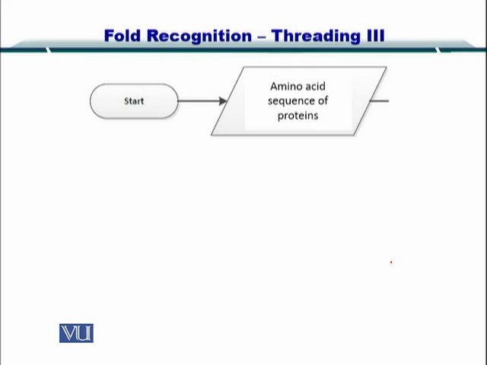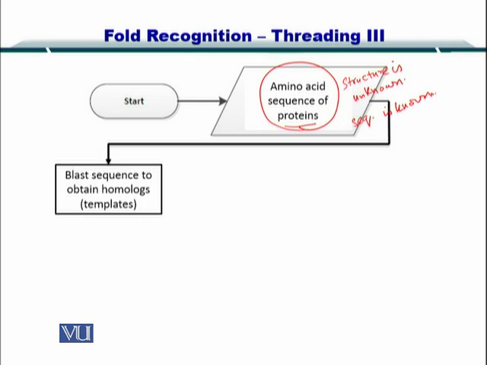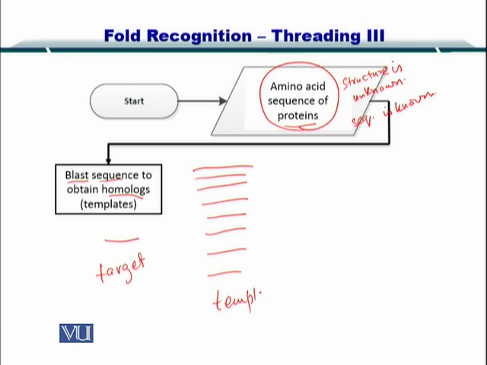Okay, now let's start. So you have your amino acid sequence of proteins, of course. This is the protein whose structure is unknown, sequence is known. Next, you BLAST this sequence to obtain homologs. So you have your sequence and you BLAST it. This is your target sequence and these are your templates.